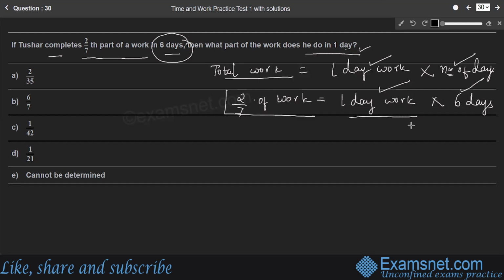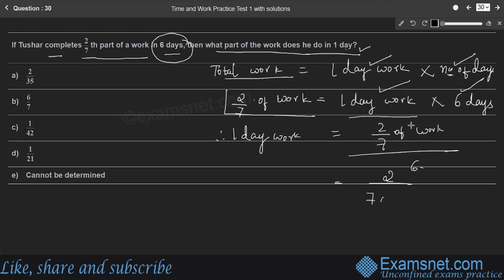Here the question is, what part of the work does he do in 1 day? Therefore, his 1 day work is 2 by 7th part of work divided by 6. Or you can write it as 2 by 7 into 6, of total work.